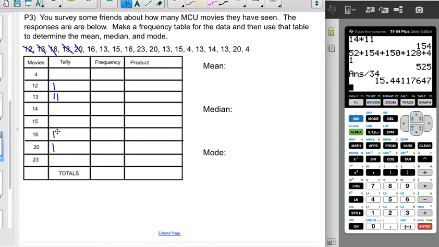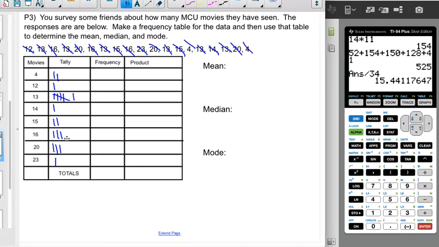You'd have to make that table to only include the numbers on the list, but I cheated and did that already for you. 15, 16, ooh, somebody's a fan, 23, 20, 13 movies, 15 movies, 4 movies. Notice that everyone on your timeline had seen some Marvel movies. 13, 14, 13 again, 20 again, and 4 again.